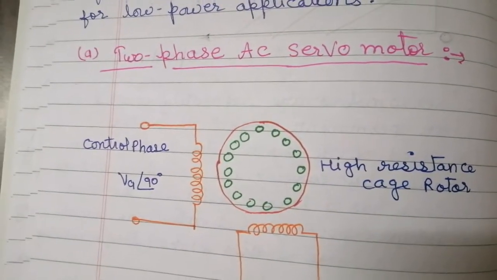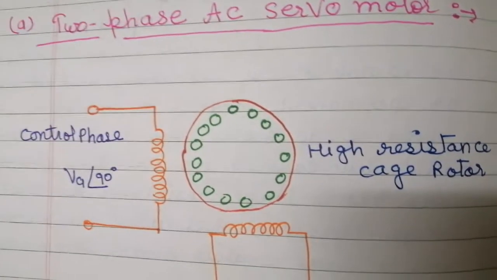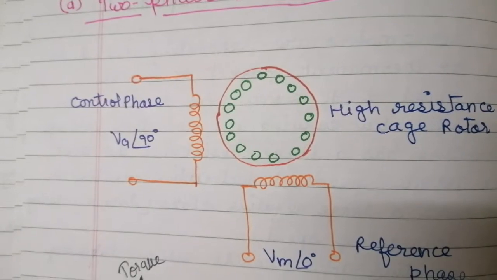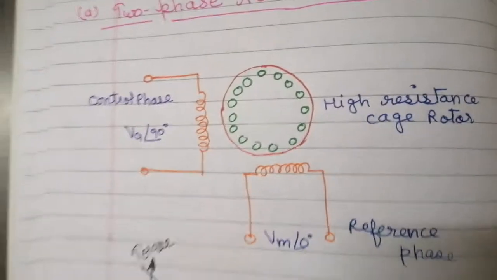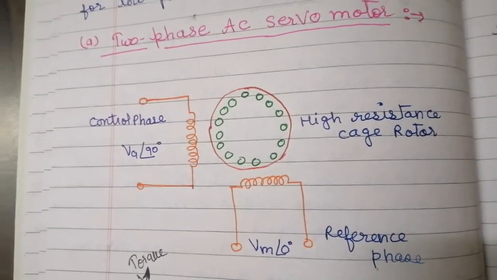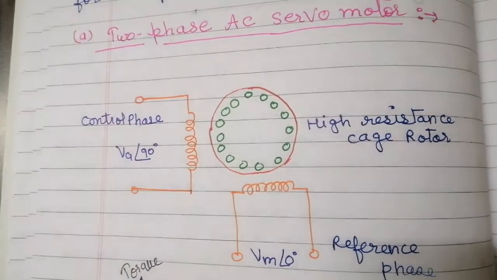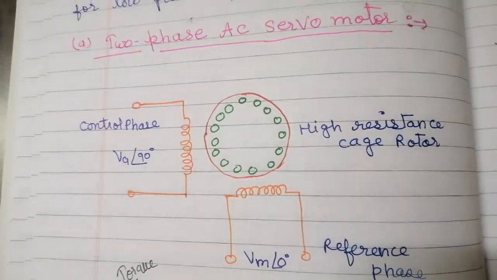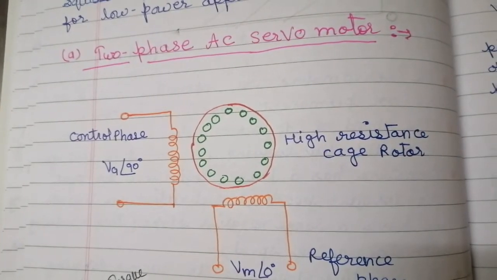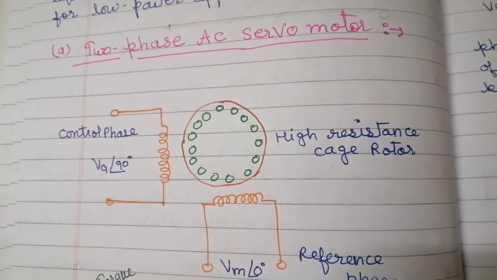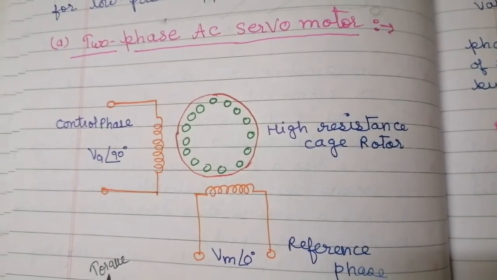Let's see the AC servo motor. An AC servo motor is basically a two-phase AC servo motor. In an AC servo motor, it is usually supplied by a two-phase supply. As we discussed this two-phase supply in the Scott connection. If you remember, in transformers we studied the Scott connection, and the Scott connection is the connection which provides the two-phase supply. A similar two-phase supply is used in this AC servo motor. So there are two windings, one is the control phase and the second is the reference phase.